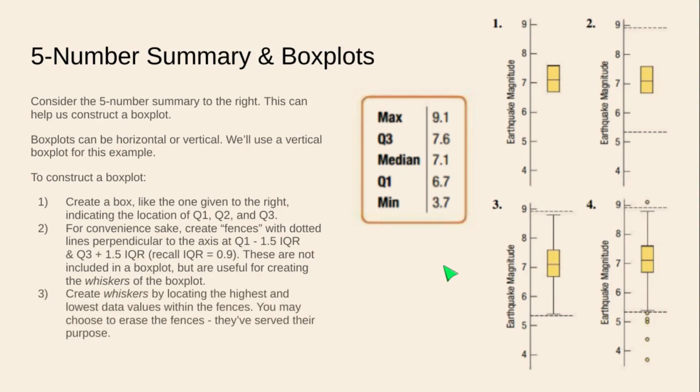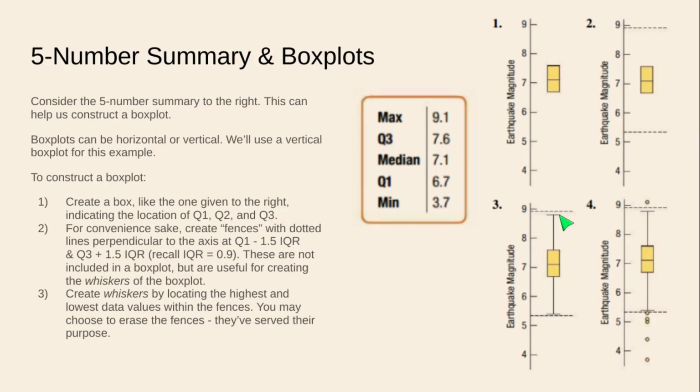Step 3, we're going to create whiskers by locating the highest and lowest data values that are within the fences. All right. So this is where we would need a little context. We would need to see what the highest data value is that is not an outlier and the lowest data value that is not an outlier.